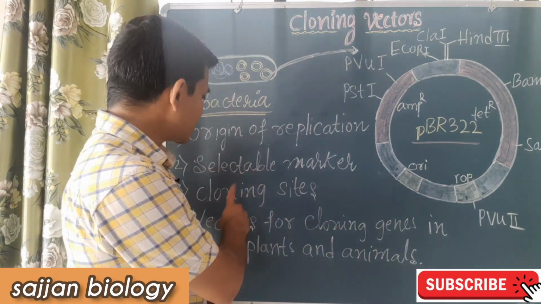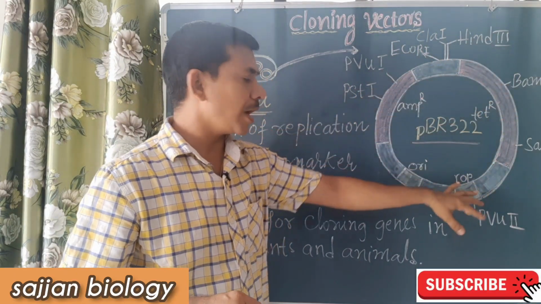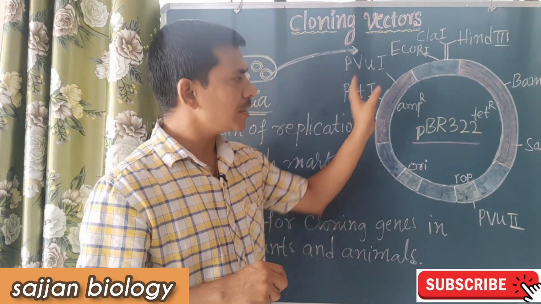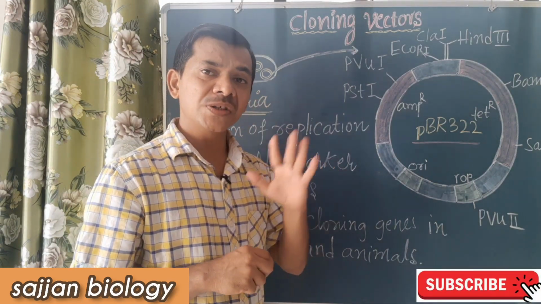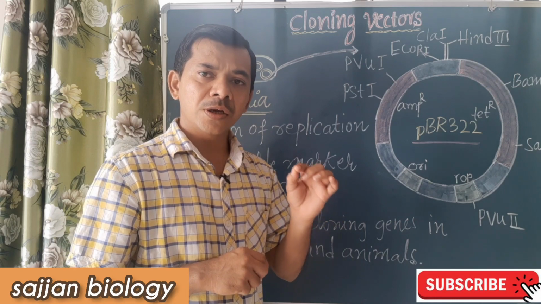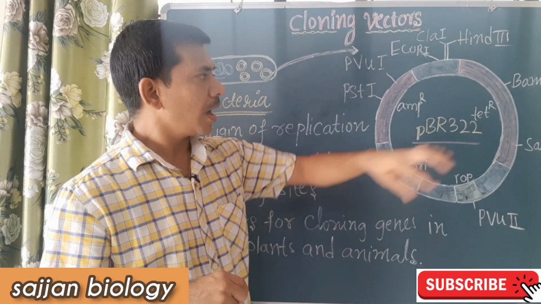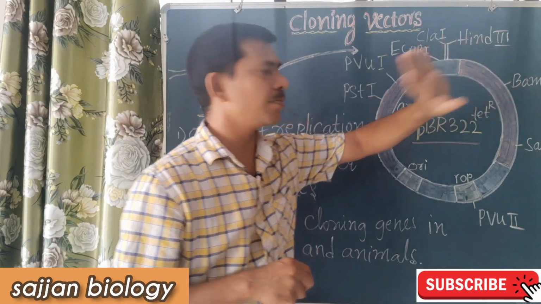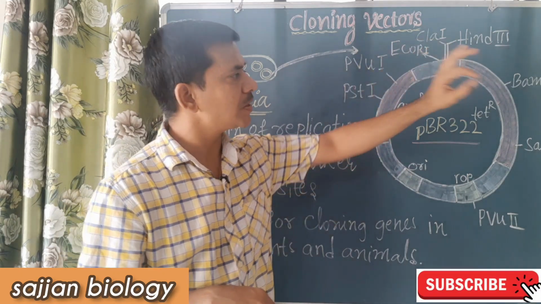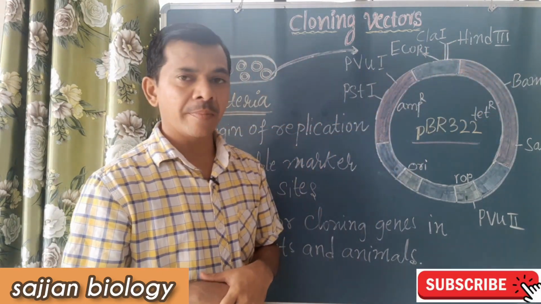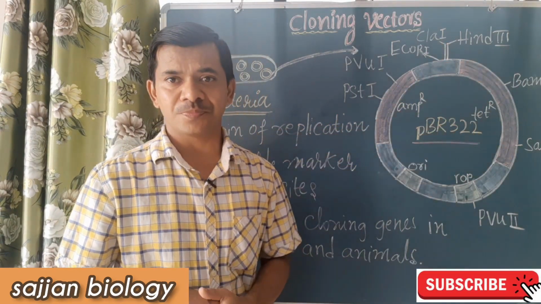Let us discuss the next one, the cloning sites. We have a total of 8 cloning sites. Among these 8 cloning sites, only one cloning site is required, to avoid producing multiple copies of the fragments. Okay, and we have selected BamHI here. If you insert the alien piece of DNA at BamHI, the tetracycline resistant gene is lost.